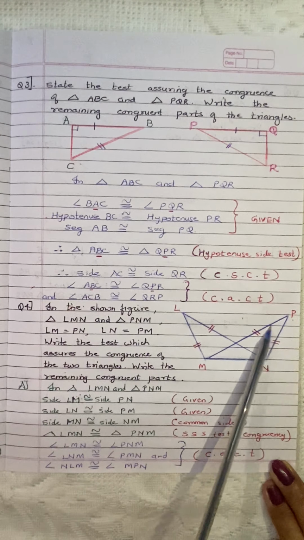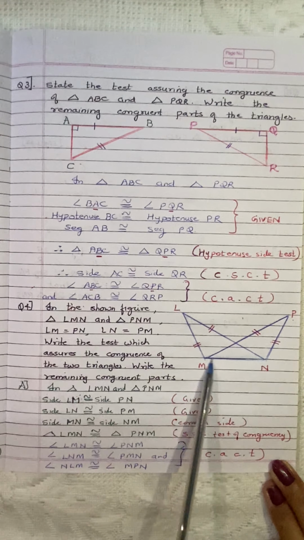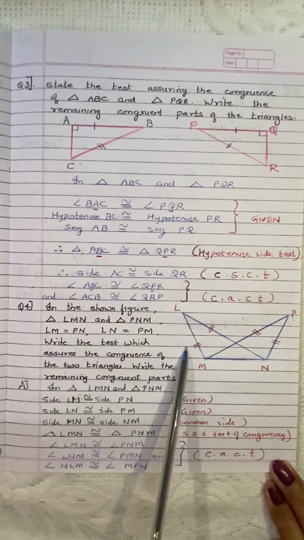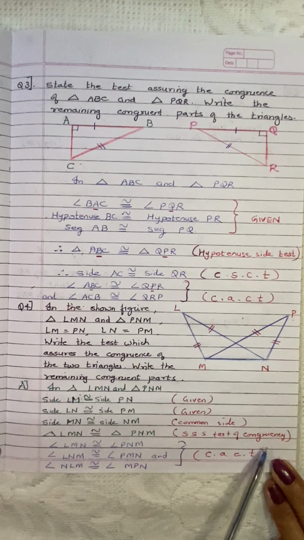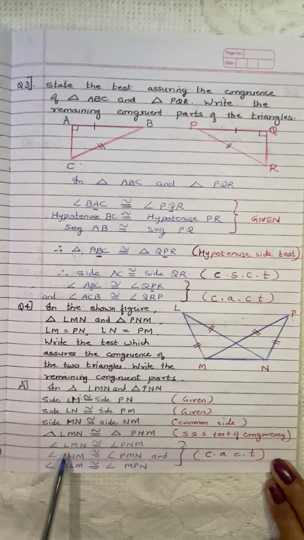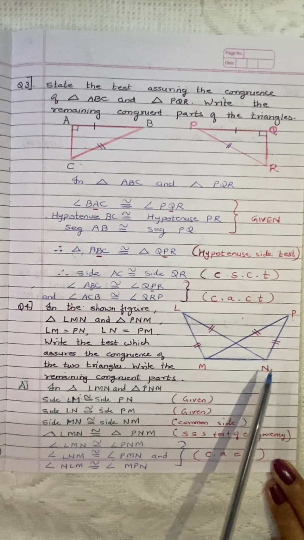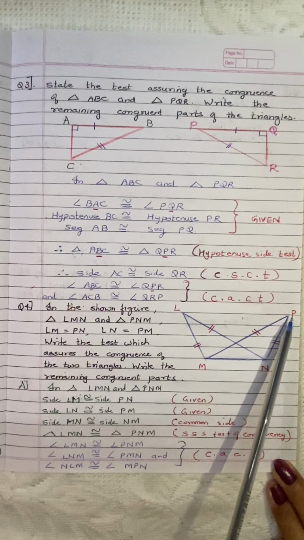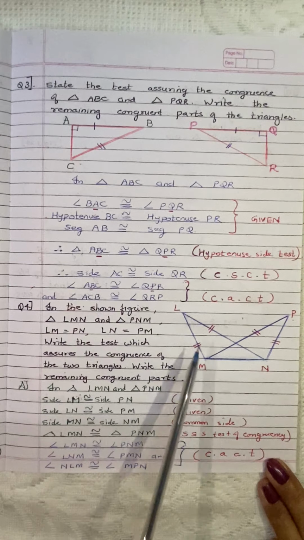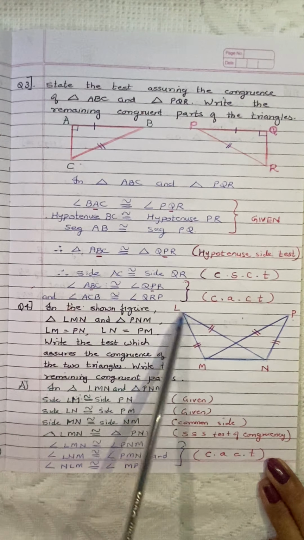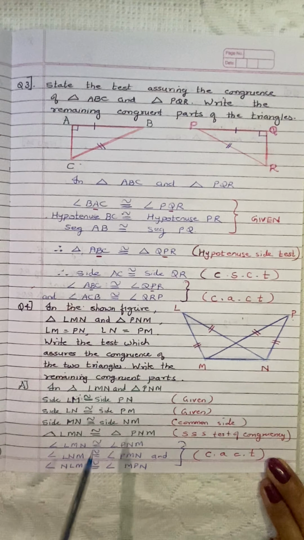Now all the three sides are equal. This side is equal to this side, this side is equal to this side. So this common side is equal, so three sides of the triangle are equal. So we can say by SSS test of congruency. Now in the triangles, angle LMN is congruent to angle PNM. Then angle LNM is congruent to angle MPN, right?